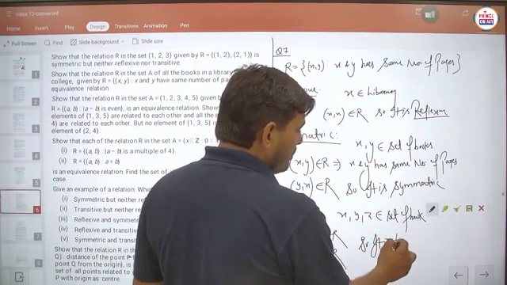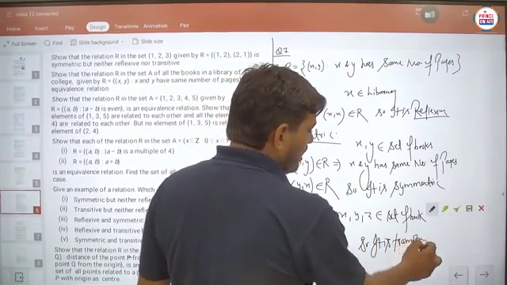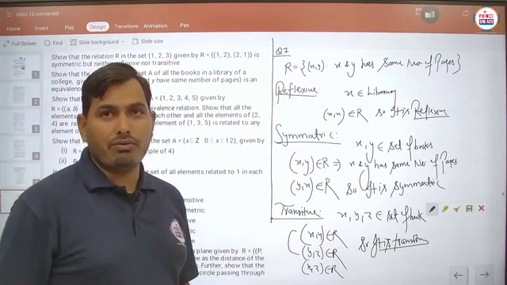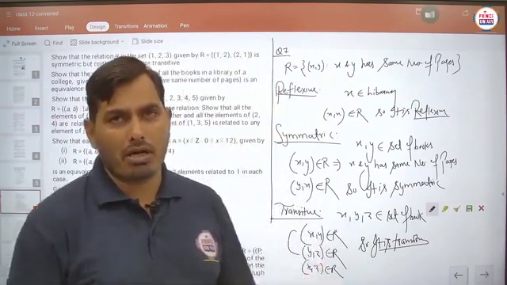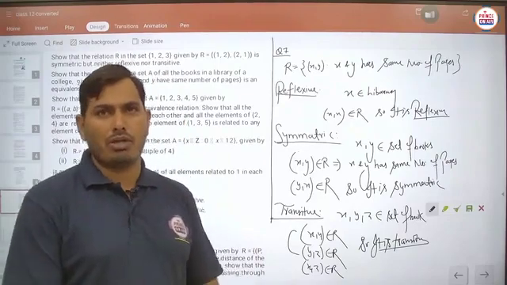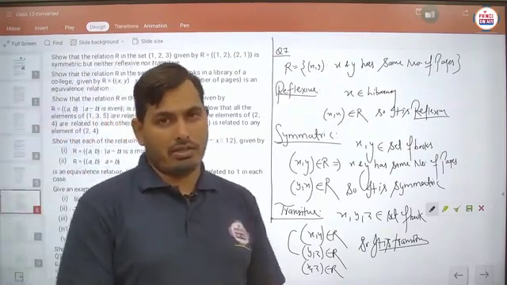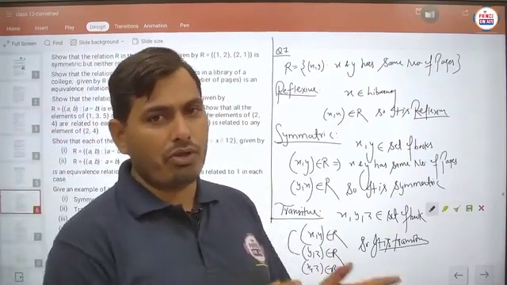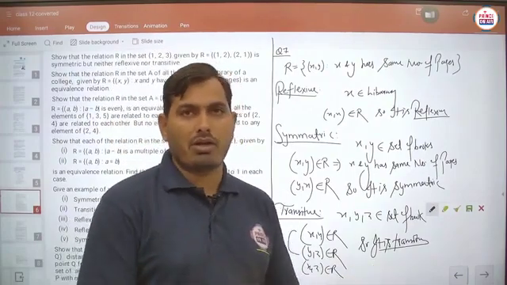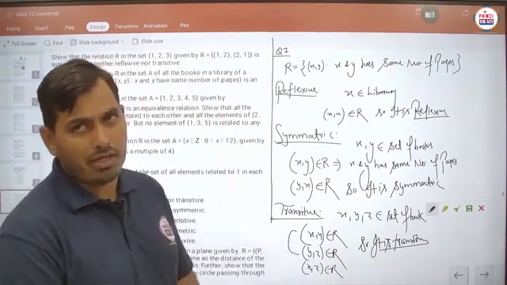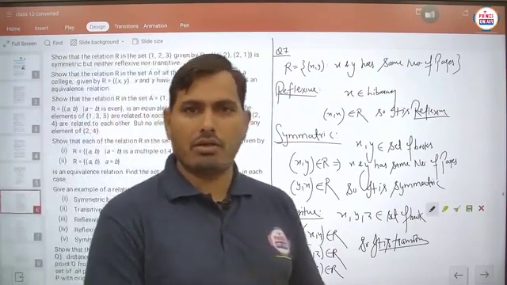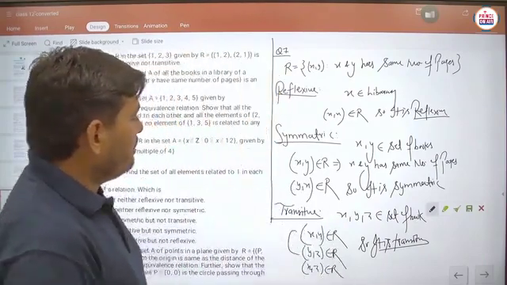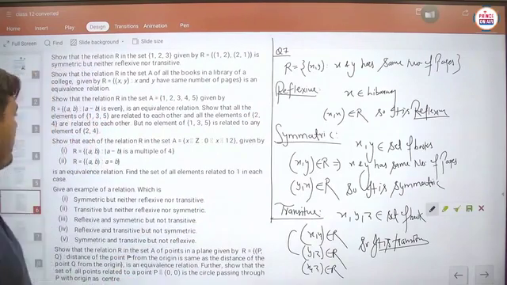And if any relation is reflexive, symmetric and transitive, then, students, we can say that the particular relation is said to be an equivalence relation. In this question we have to prove whether the given relation is an equivalence relation or not. So definitely the given relation is an equivalence relation. Is it clear? Now pause the video to note it down. After that we will take the next question, number 8.